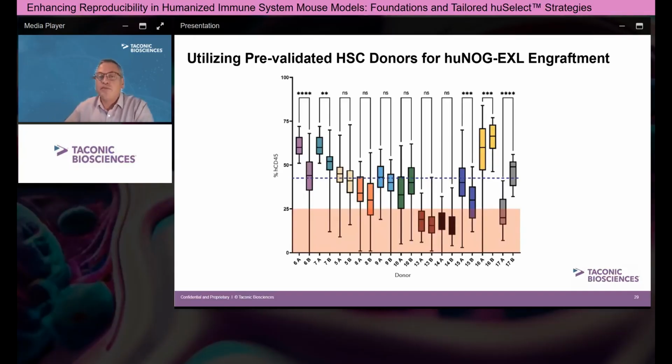So this is an example of one way that we have applied this at Taconic. We use this to screen donors to understand how well they will engraft in non-EXL mice, and then we subsequently choose to use those for engraftments when possible. This type of pre-validated hematopoietic stem cell donor is a really important technique to produce a reproducible model with expected characteristics.